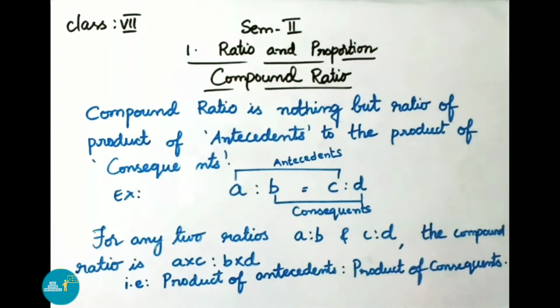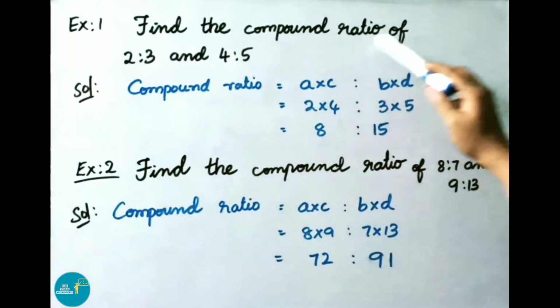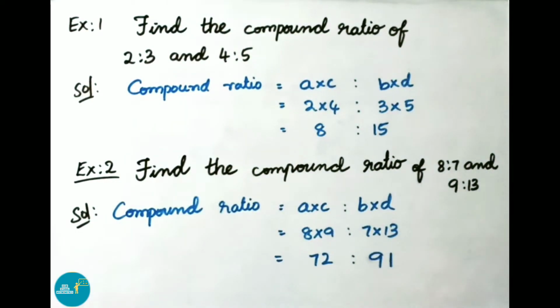That is, product of antecedents is to product of consequents. Now let us see some examples on compound ratio. Example 1: find the compound ratio of 2 is to 3 and 4 is to 5. Let us see the solution.